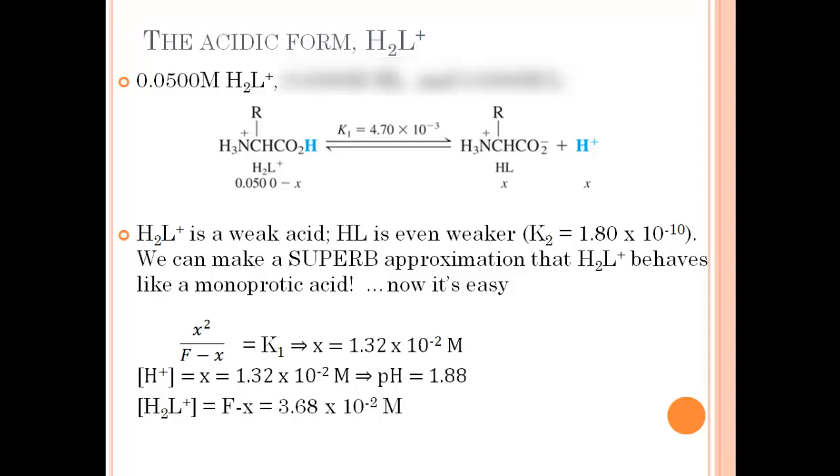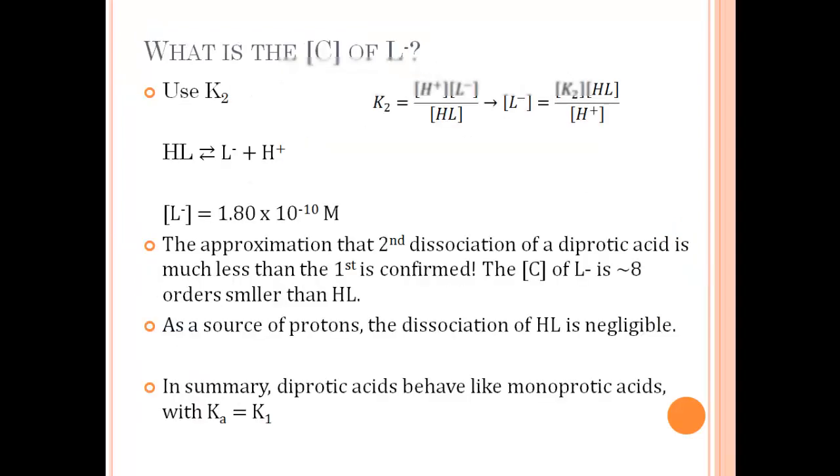And that, of course, equals 3.68 times 10 to the negative second molar. So that's how you find the acidic form of a diprotic acid. What if I wanted to find the concentration of L minus? Remember, H2L+ was the first dissociation constant. It went from H2L+ in equilibrium to HL plus H+.